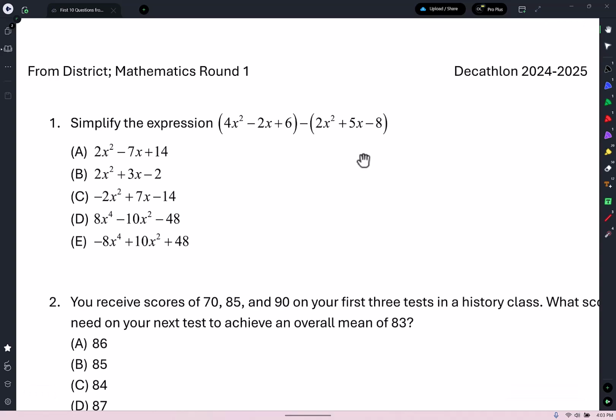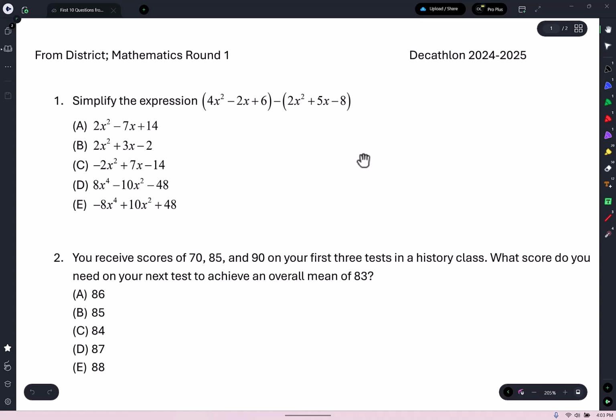Here we go. What you're looking at is... I know some of you weren't here, but you were, and were you here? Yeah. See, so this was the math test that we took in district.